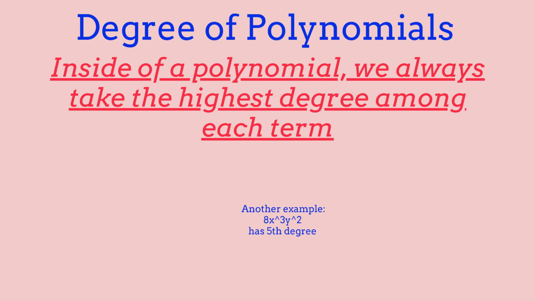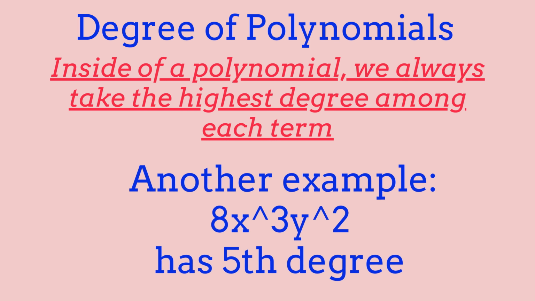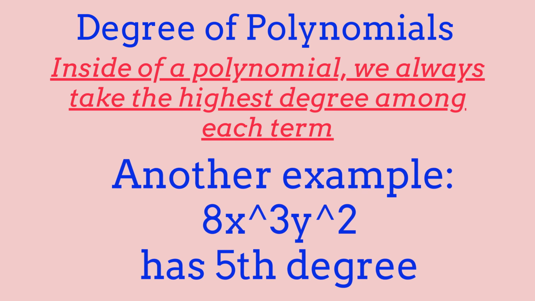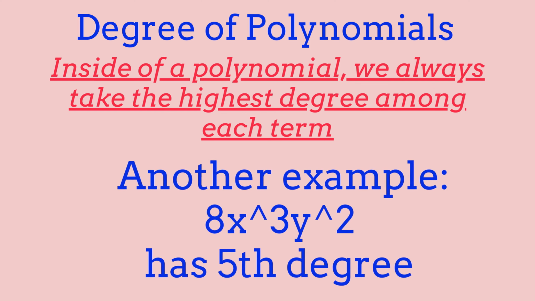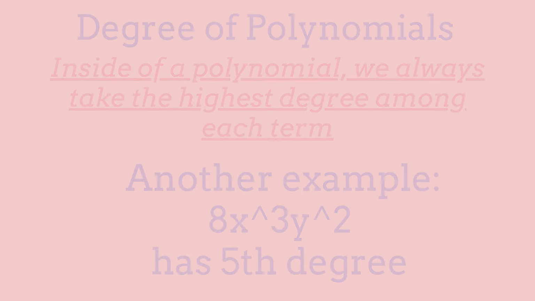So here's another example of a degree in a polynomial. If we have 8x to the power of 3 and y to the power of 2, then we're going to have a 5th degree term because we can just add 3 plus 2, which is equal to 5. So that's basically it for the degrees of polynomials. Now let's go over the simplification of polynomials.